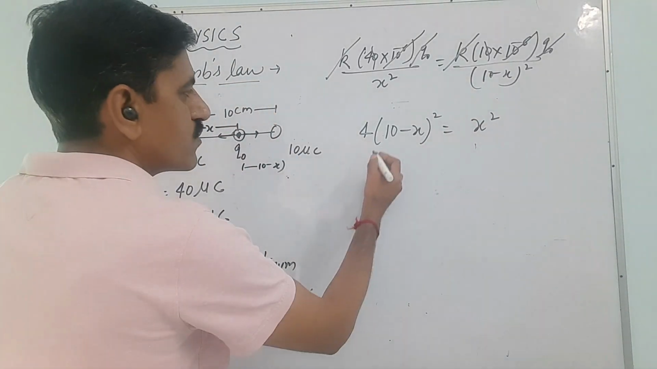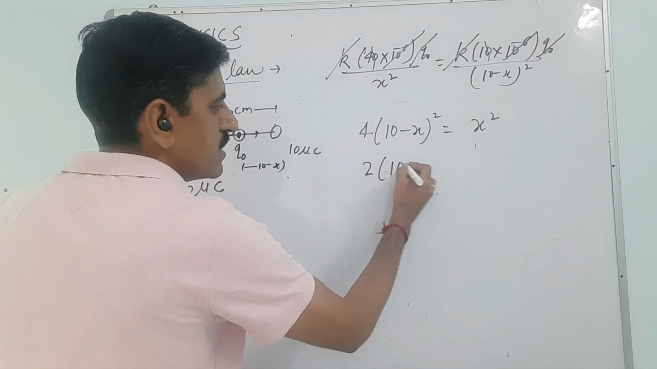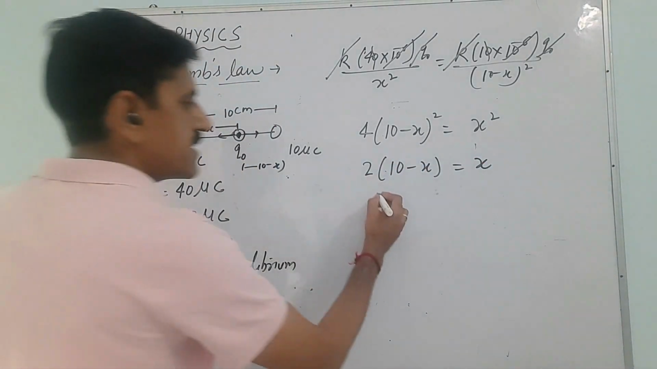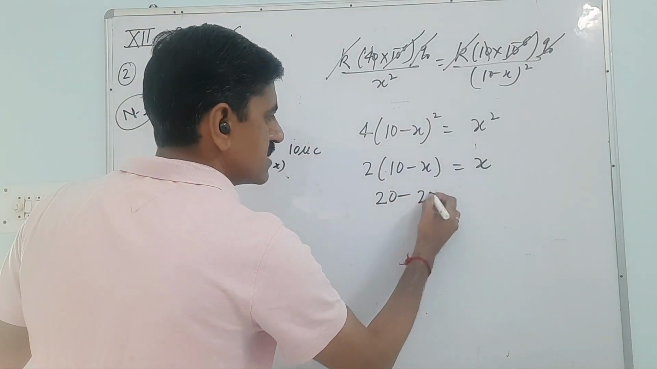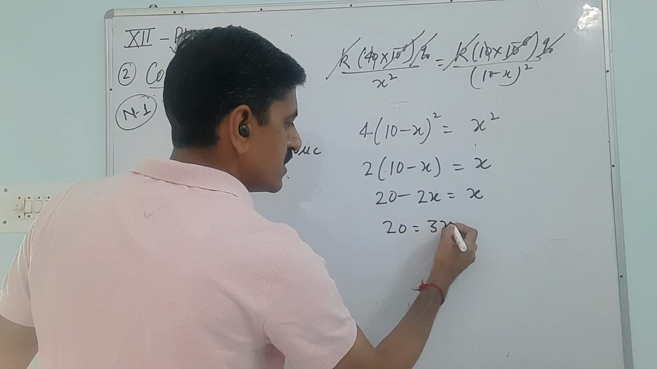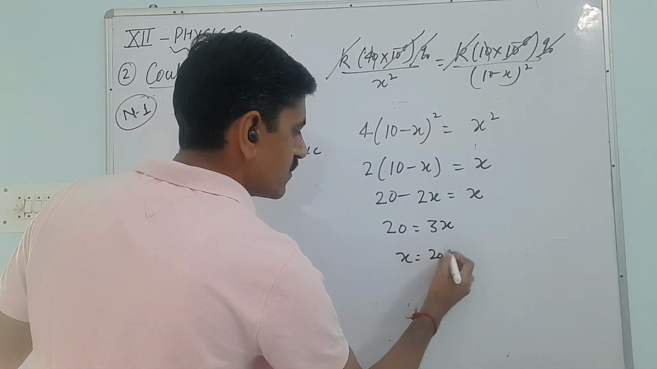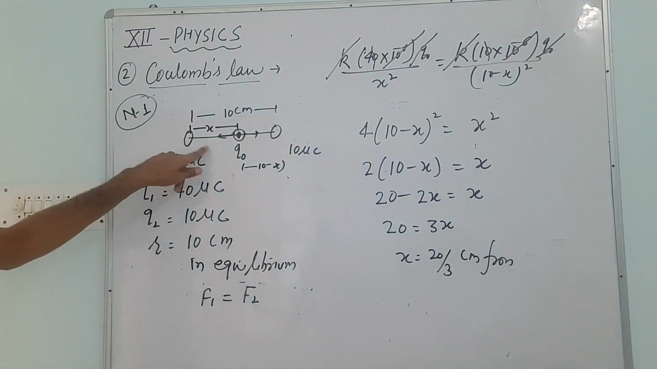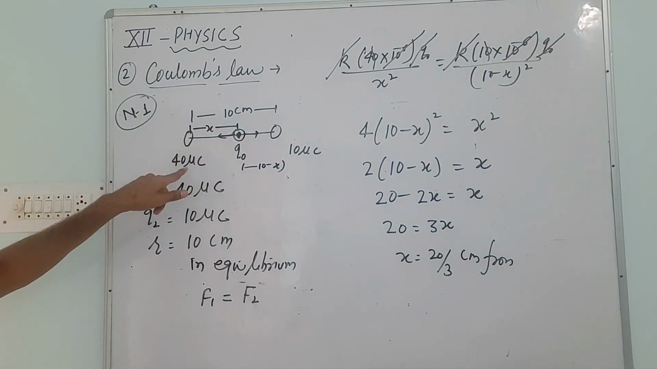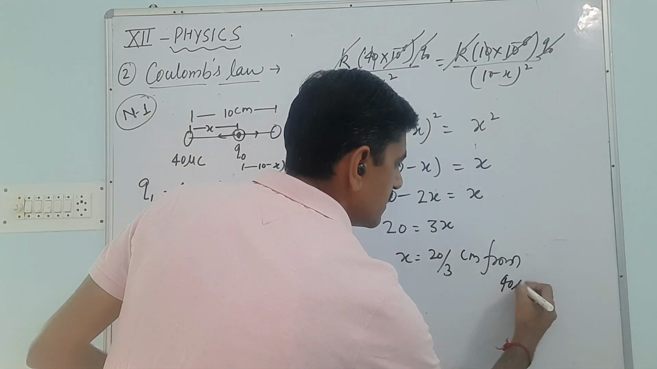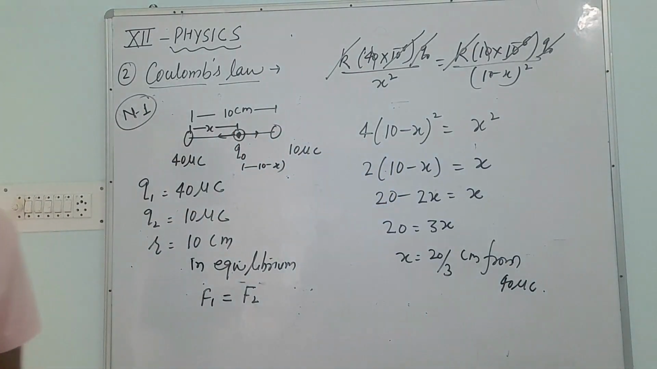Taking square root on both sides, twice into (10 minus x) is equal to x. It's 20 minus 2x is equal to x. So 20 is equal to 3x, or x is equal to 20 by 3 centimeter. You should mention from where: we have chosen x from the 40 microcoulomb charge, so we should write at the end from 40 microcoulomb charge.